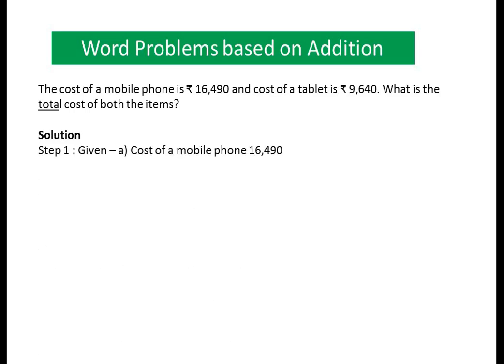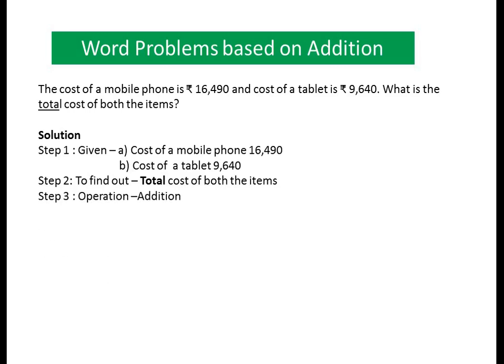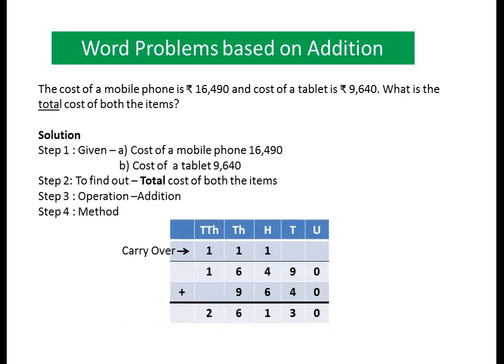The first step is given. Cost of a mobile phone is 16,490. Cost of a tablet is 9,640. Step 2 is to find out the total cost of both the items. Step 3 is operation, addition. Step 4 is method, show the working of the sum. Now arrange the numbers in place value chart and start the addition from units place.